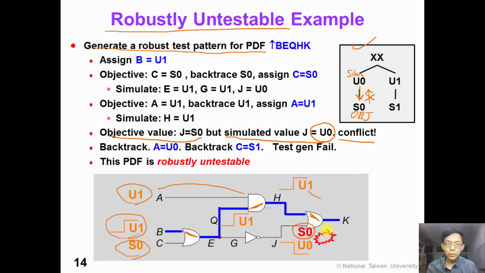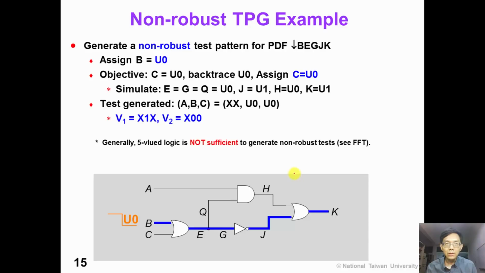So we need to backtrack. Our last decision, we will backtrack to U0, but this does not help. And we backtrack C to S1, this does not help either. So our test generation failed. That means this path delay fault is robustly untestable. So what should we do to the robustly untestable path delay fault? Maybe we can downgrade our requirement and generate non-robust tests.